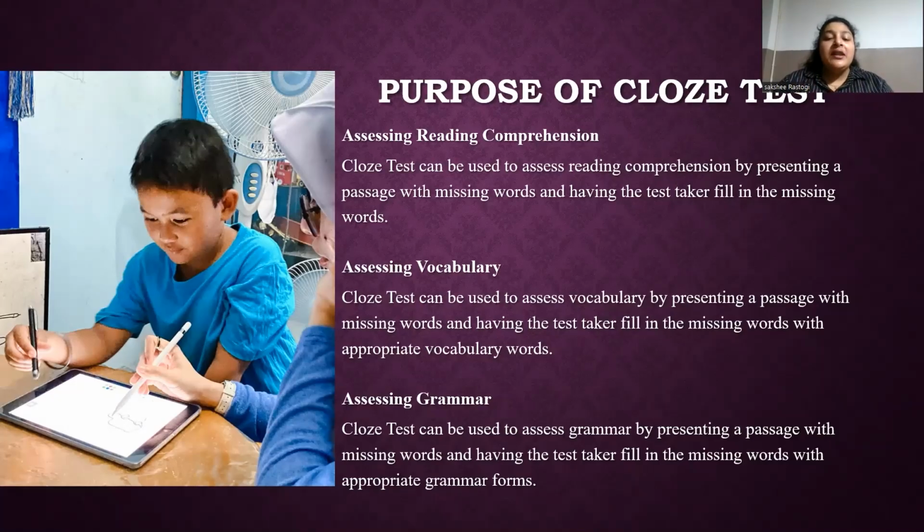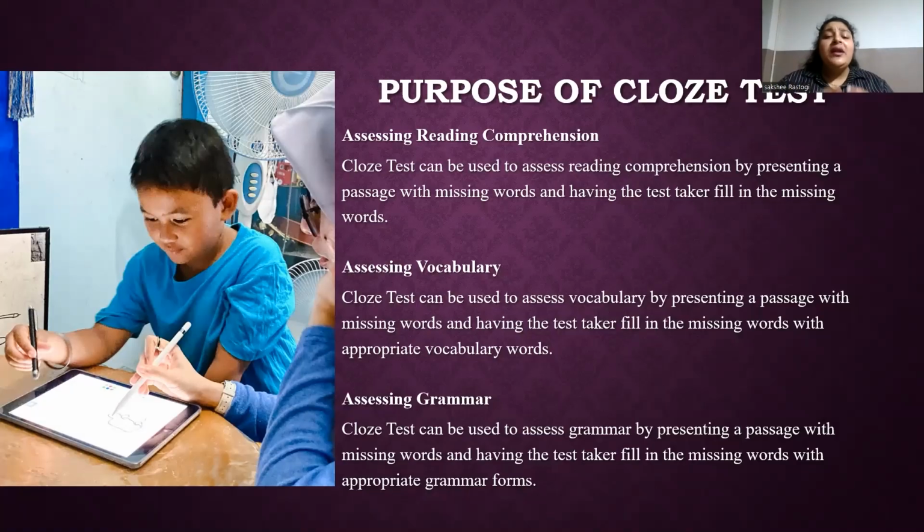Assessing subject-verb agreement means test takers must choose the correct verb form to agree with the subject. Testing sentence transformations, test takers must transform sentences from one grammatical structure to another. Evaluating error recognition means test takers must identify and correct grammatical errors by using closed tests to assess grammar. And you can also identify areas where test takers need to improve their grammatical skills.